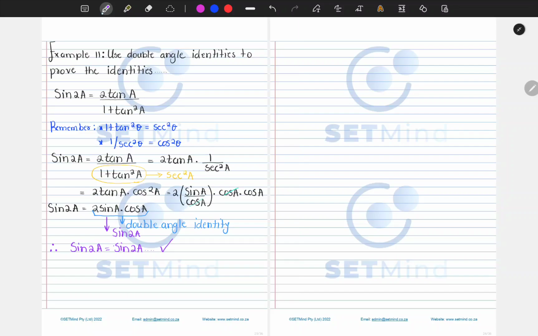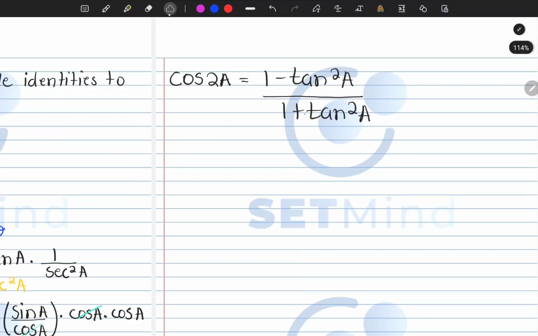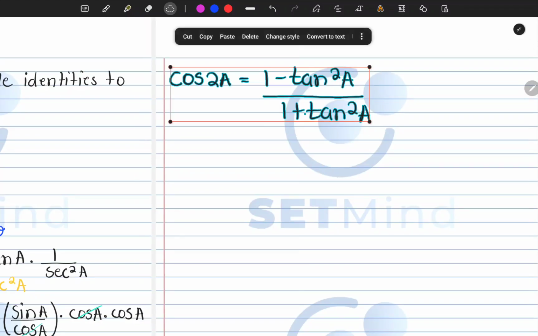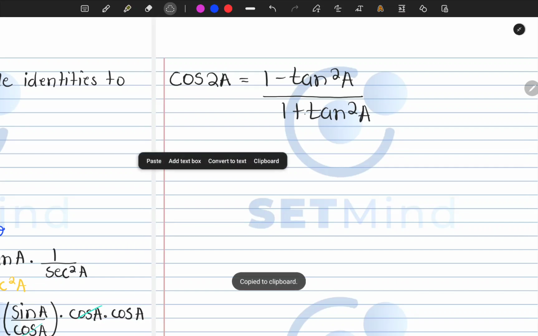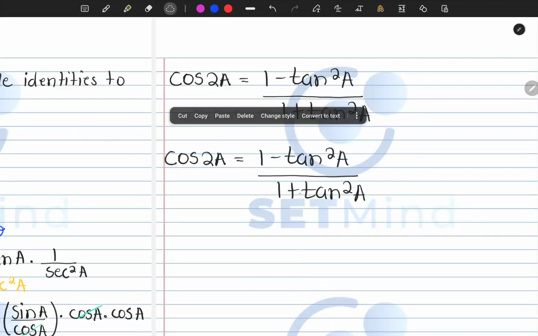Now let's have a look at the second one. We are still required to use double angle identities to prove this. For this one, what we have is cos of 2A equals 1 minus tan squared A, all divided by 1 plus tan squared A. This is what we have. So let's zoom in and see if we can take the right hand side and somehow make it amount to the left hand side.